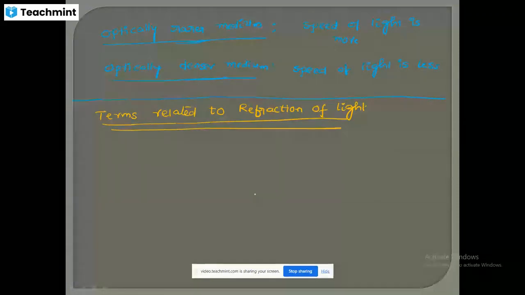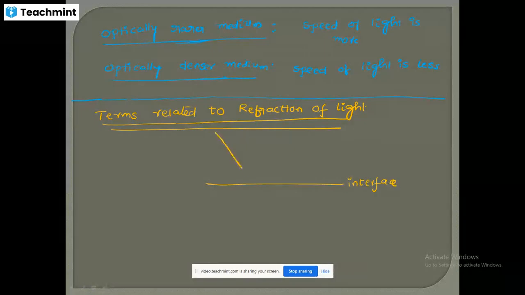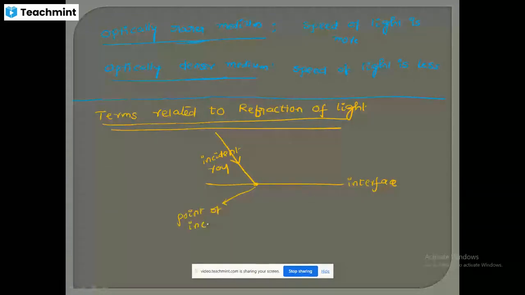Take this as the reference. This is the interface, and this is my incident ray. The ray which is towards the surface is the incident ray. The point where light is incident is called the point of incidence. At this point you can draw the normal. Normal means this line, which is always perpendicular to the surface.